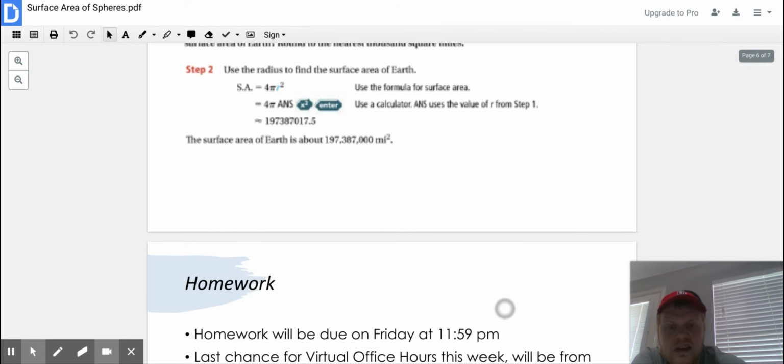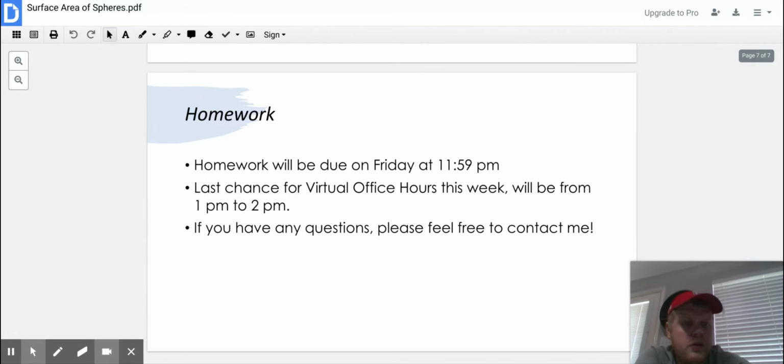So we do have a shorter lesson here, guys. Since it's just surface area of a sphere, that's the only figure we're covering today. So I'm going to leave it at just that.